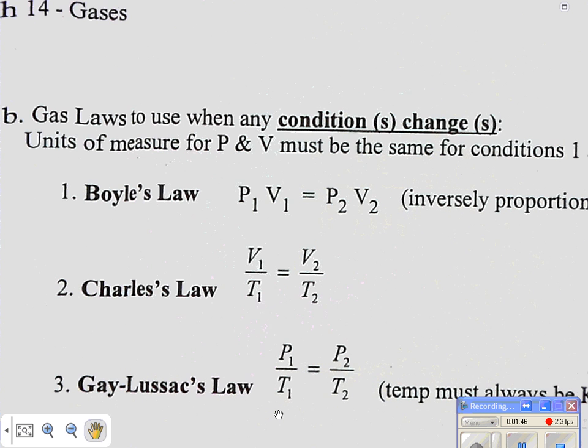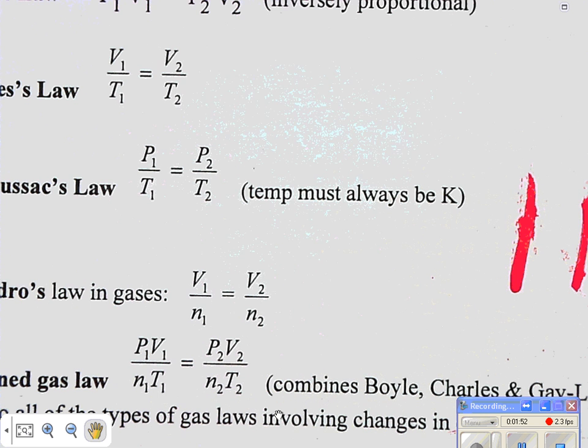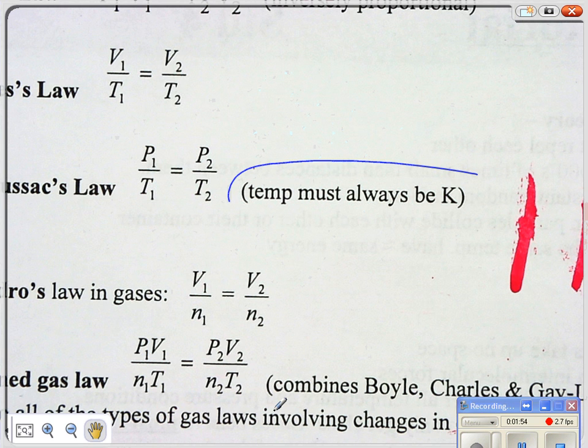Now, I want you to look right here at something that you're going to have to be aware of, and that is that all gas laws, wherever you see temperatures, the temperature must be in Kelvin. It cannot be in centigrade. If you do it in centigrade, it won't work. You'll have it wrong, guaranteed. Okay? So, how do you fix that?